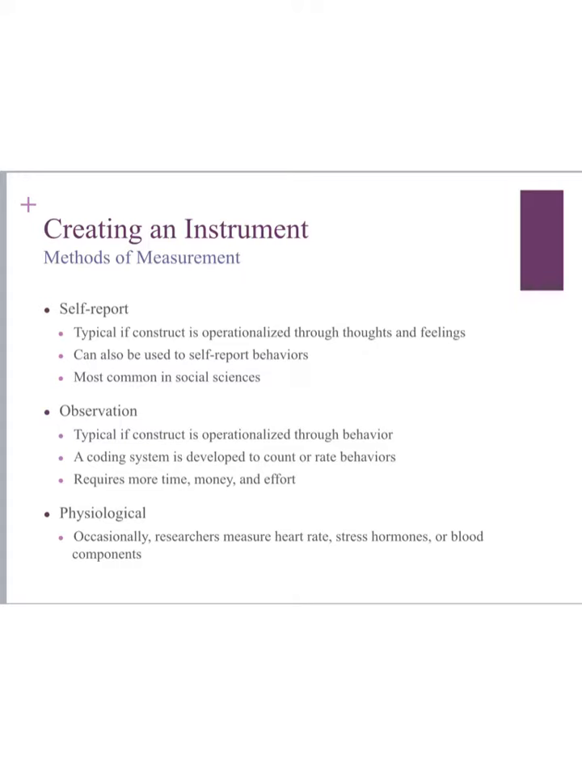For more complicated behaviors, you might develop a coding system, such as how often eye contact is maintained or head nodding occurs or something like that. Observation requires a lot more time, money, and effort, so it's not as common. And then occasionally researchers will measure heart rate, stress hormones, blood components to look at physiological factors in these constructs.